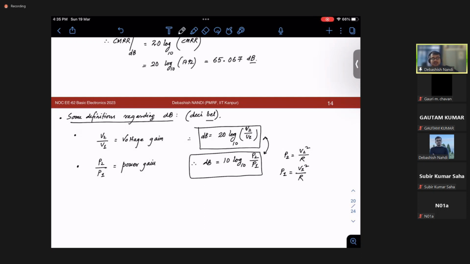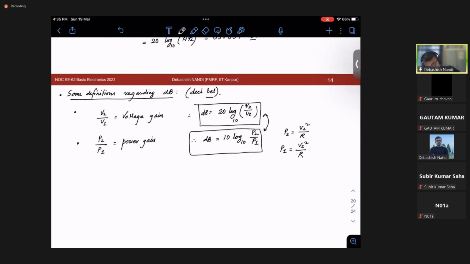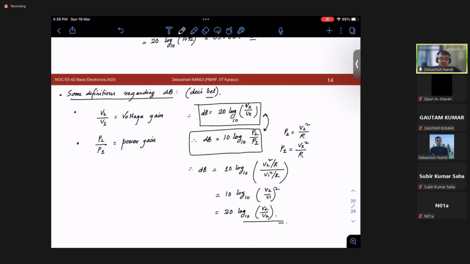So what is your dB then? dB will be 10 log10 of V2 square by R over V1 square by R. So it will be 10 log10 of V2 by V1 whole square. We know that we can bring down the power, so this will be nothing but 20 log V2 over V1. So when you deal with any kind of ratio, you should always check whether it is a power ratio or a voltage ratio, right? If it is a power ratio, then you go for 10 log base 10 of that unitless quantity.